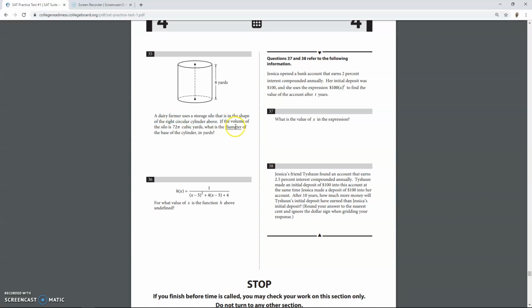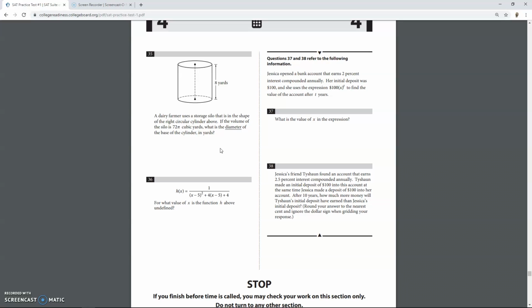For this one, the diameter of the base: we know that the height is 8 yards, so the surface area must be 9 pi yards squared. The area of the circle is pi r squared, which means r squared is 9. So r will be 3, and the diameter then will be 6.